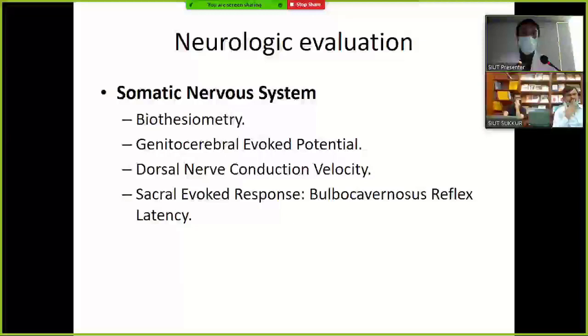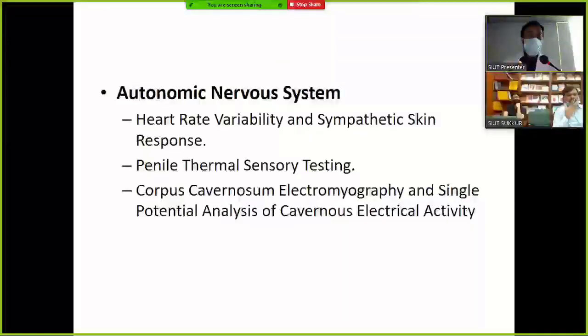Then a neurological evaluation, which includes two systems: somatic nervous system and autonomic nervous system. In somatic nervous system, biothesiometry, genito-cerebral evoked potential, dorsal nerve conduction velocity, sacral evoked response, and bulbocavernosus reflex latency will be checked. In evaluation of autonomic nervous system, heart rate variability, sympathetic skin response, penile thermal sensory testing, and corpus cavernosum electromyography and single potential analysis of cavernous electrical activity can be done.